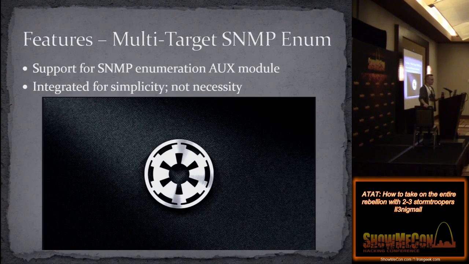The multi-target SNMP enumeration feature, this is something that was built in for the sake of simplicity, not necessity. RHOSTS is already supported by SNMP, but since I already have a multi-target list of all the targets that I'm working on, this is just easier for me to continue in my workflow and just to build it into the menu-driven structure so that I don't have to go out of band in a separate tab, open up MSF console, and then manually type everything in.